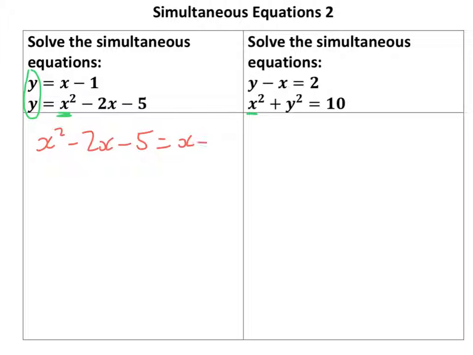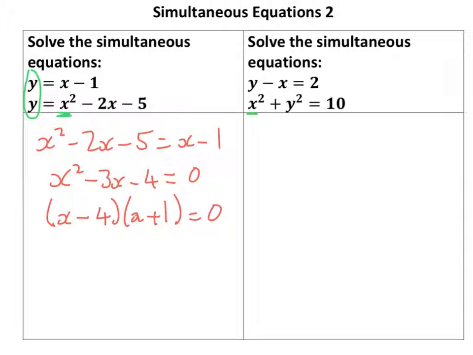Alright, now once we've done that, we can simplify everything. So I need to take 1x from both sides. I need to add 1 to both sides to make it equal to 0. We then factorise, so that's going to be minus 4, and that's going to be plus 1. Right, and there are my two values for x.